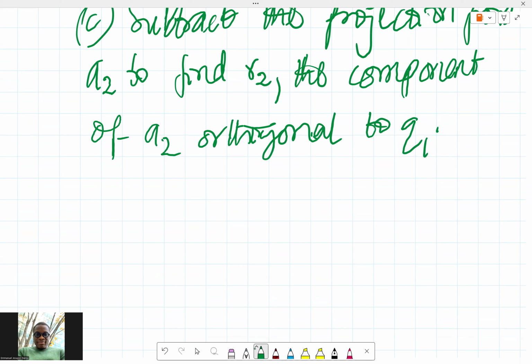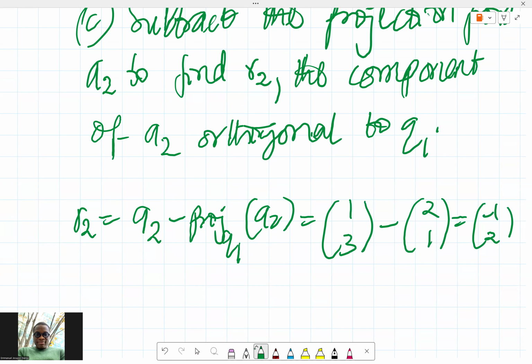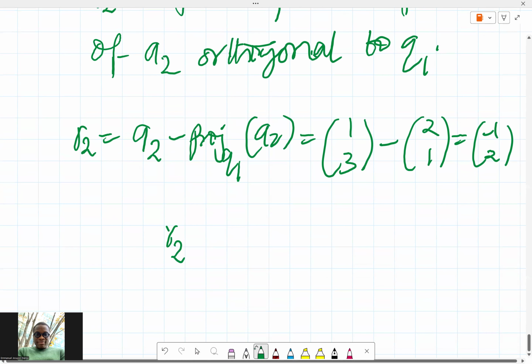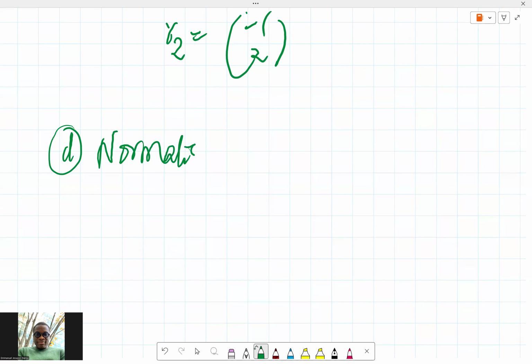Okay. So now we have R2 equals A2 minus the projection of A2 onto Q1. Okay, so that is simply A2 is 1, 3. Projection of A2 onto Q1 is just what we just got as 2, 1, and that's simply minus 1, 2. So in short, R2 is minus 1, 2. Okay, then step 4, D. So now we need to normalize R2 to find Q2.